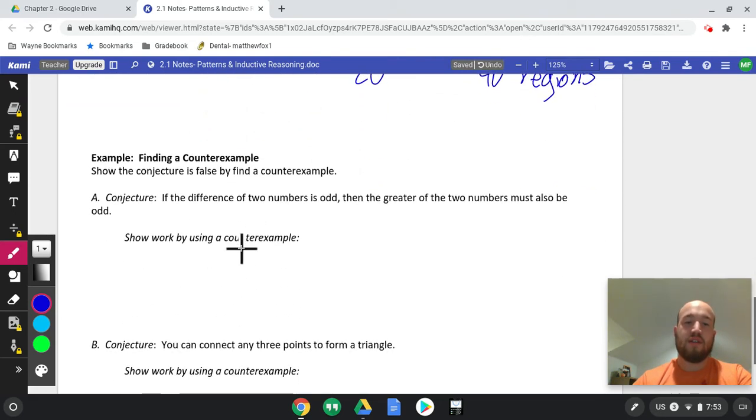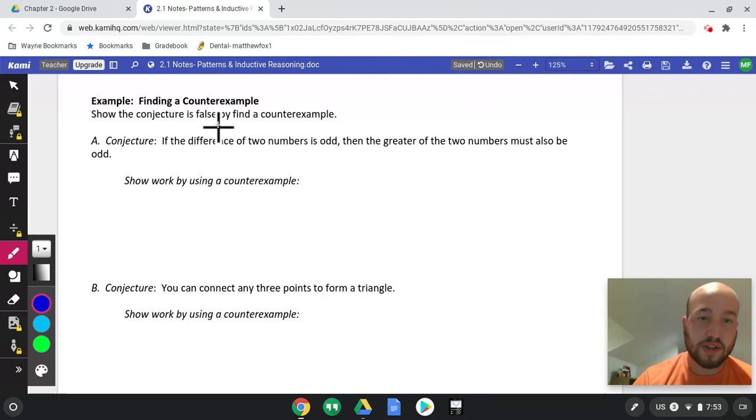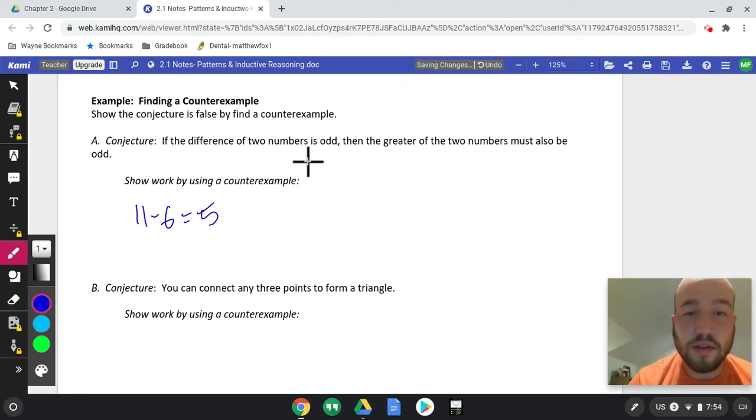All right, and then the final thing we want to do today is look at how a counterexample can show a conjecture is false. So right here, if the difference of 2 numbers is odd, then the greater of the 2 numbers must also be odd. Okay? So for example, if I do 11 minus 6 equals 5. So difference means subtraction. The difference of those 2 is odd.